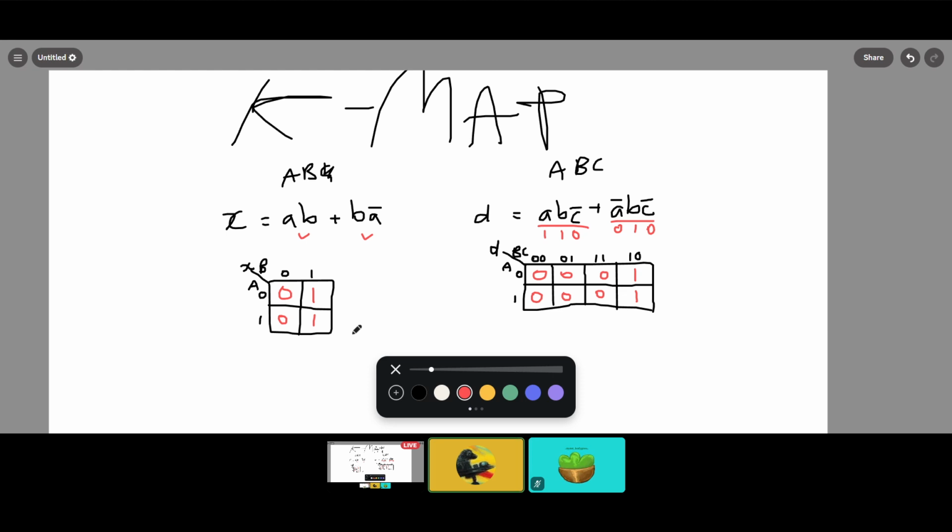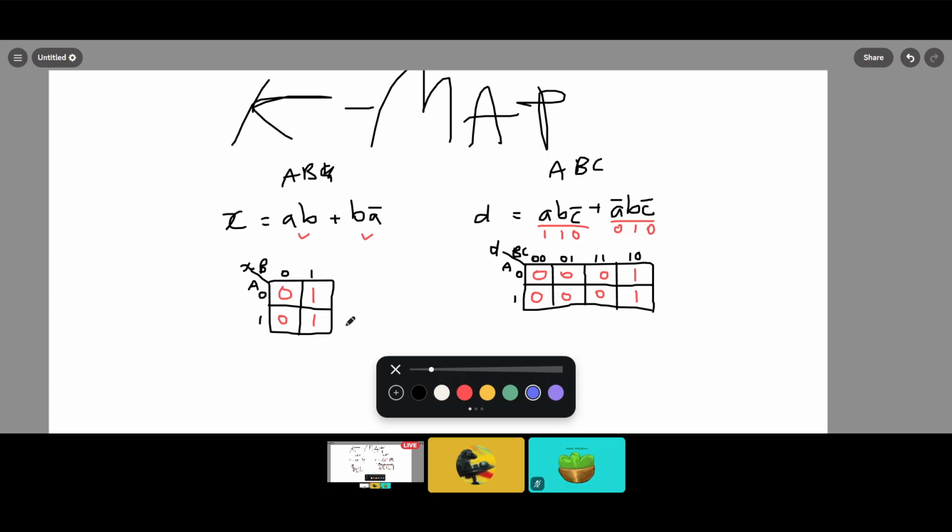Okay, I know how to fill up a kmap now, but how does this actually simplify things? We move on to step 2. We're going to do something called grouping. So, what do I mean by grouping? We're going to look at our kmap, and we're going to group ones together.